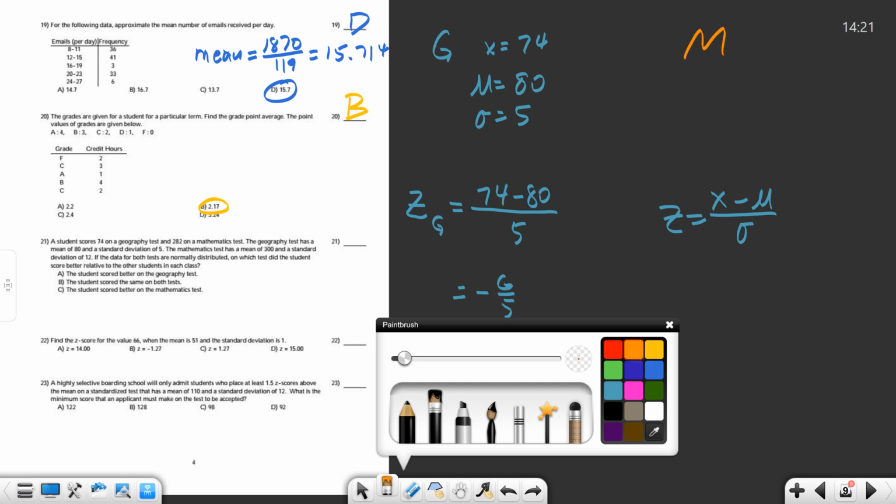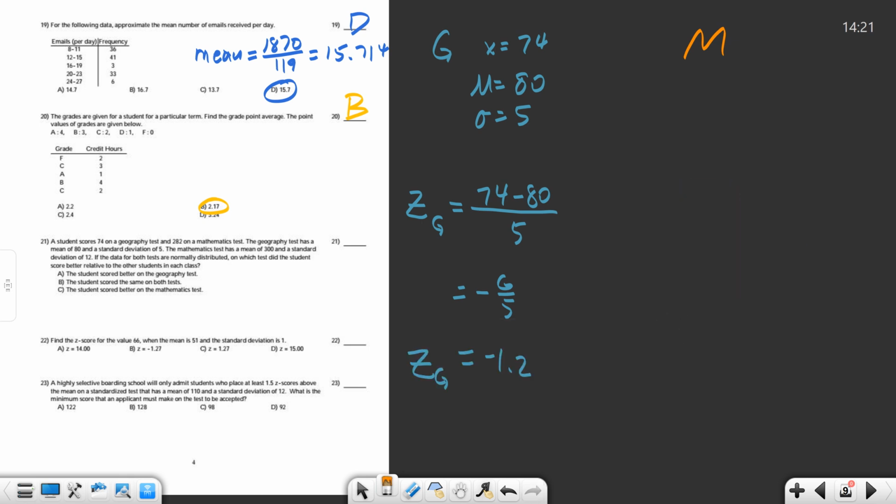So now let's come over here and look at math. What did the student score on math? 282. What is the mu and the sigma here? Mu is 300 and standard deviation is 12. It says if the data for both tests is normally distributed, on which test did the student score better relative to the other students in the class?